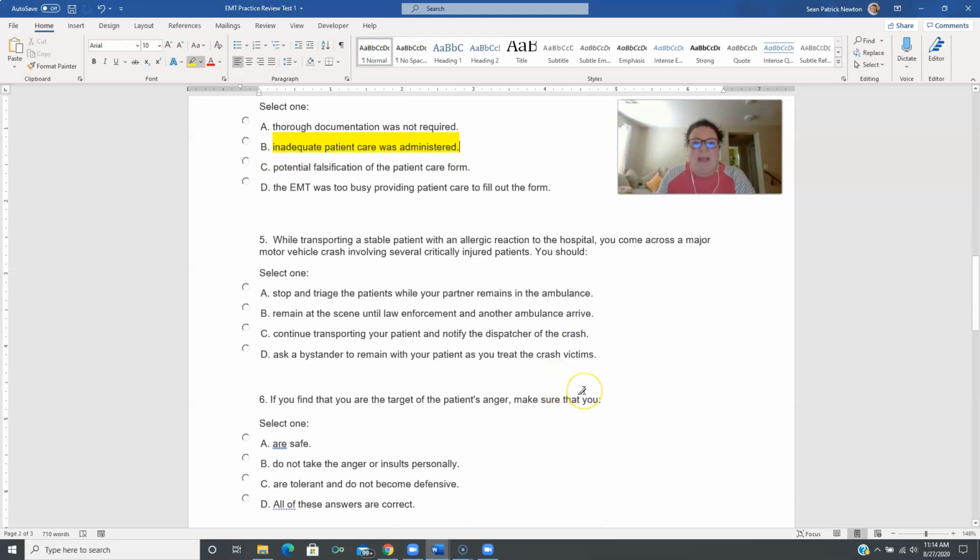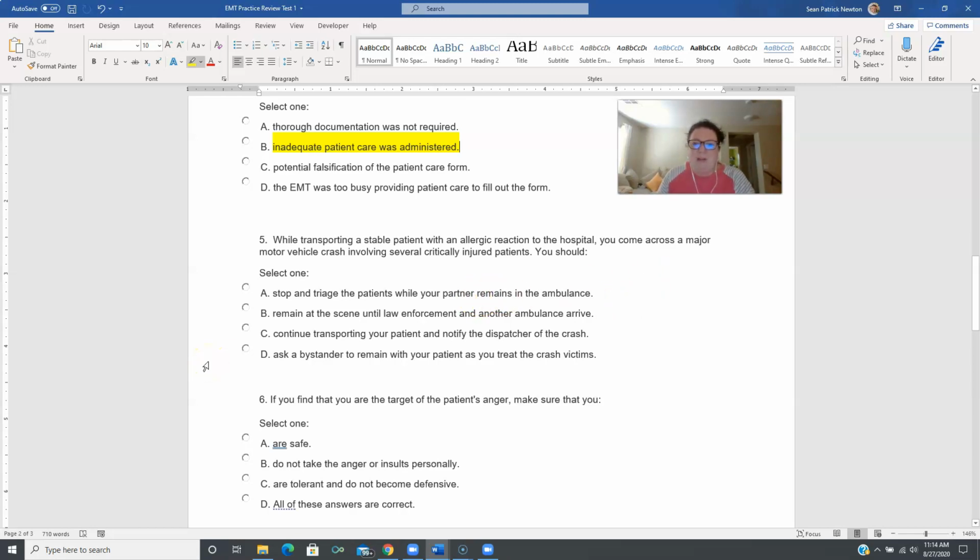While transporting a patient that's stable with an allergic reaction to the hospital, you come across a major motor vehicle crash involving several critically injured patients. Do you stop and triage the patients while your partner remains in the ambulance? No, because once you pick up that patient, you have a duty to care for the patient, and if you stop and go somewhere else to take care of another patient, it's abandonment of your patient. So definitely A is wrong.